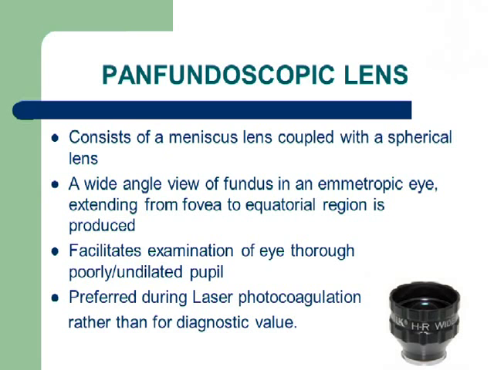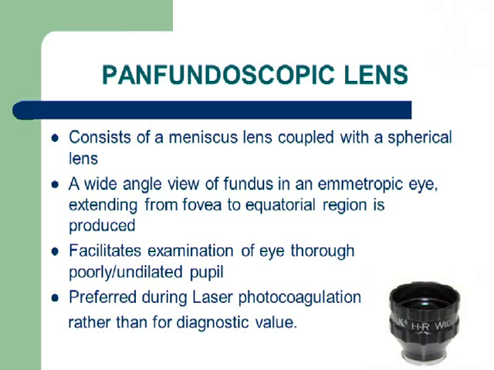Now, if you look at the contact lenses, there are the panfundoscopic lenses. These lenses are mainly a system of lenses within an aperture, and it consists of a meniscus lens coupled with a spherical lens. It gives a good wide-angle view of the fundus in an emmetropic eye, extending right from the fovea to the equatorial region, and facilitates examination of the fundus even through not so well dilated pupils. These are the lenses which are preferred during laser photocoagulation.